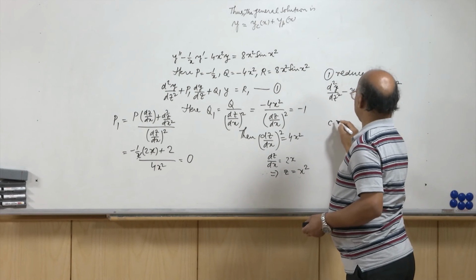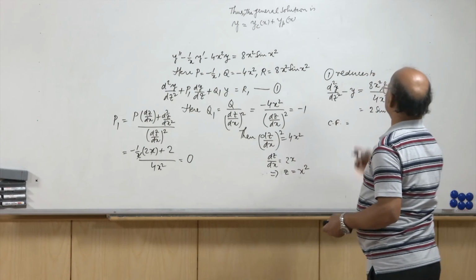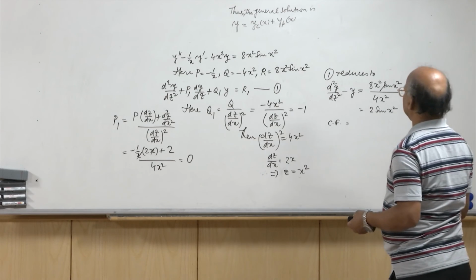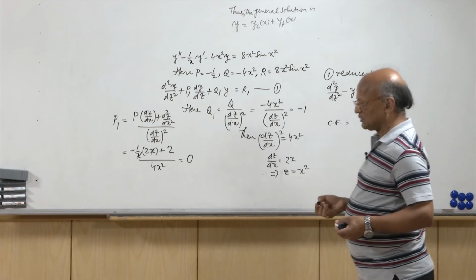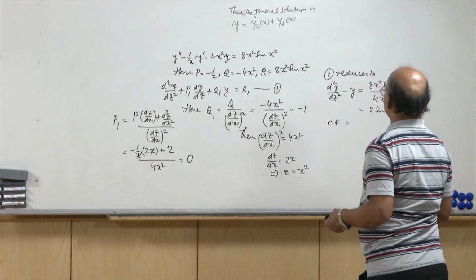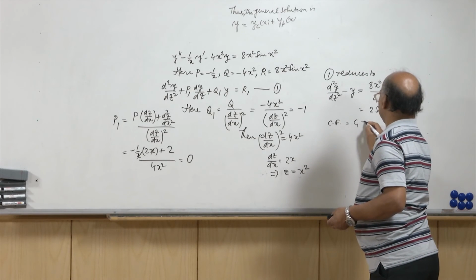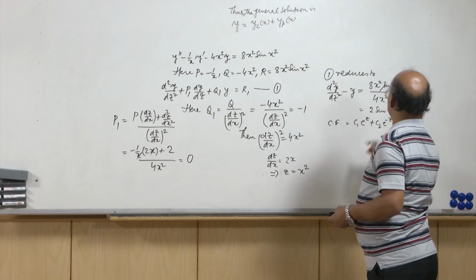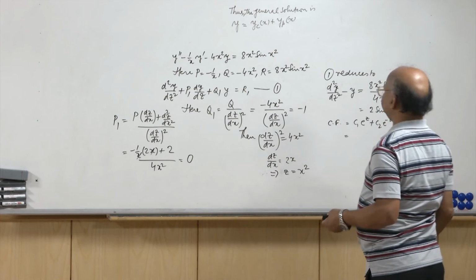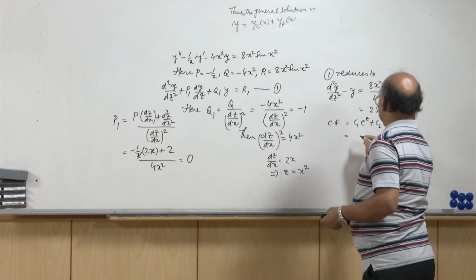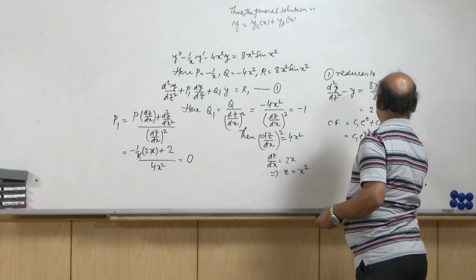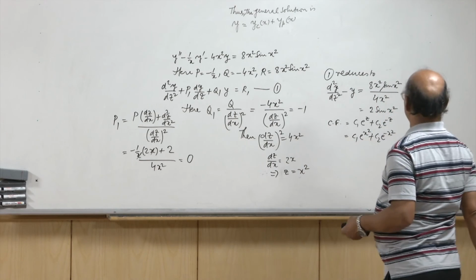Okay, so the complementary function here: the auxiliary equation is m square minus 1 equal to 0. So, m is equal to plus minus 1. So, both the roots of the auxiliary equation are real and distinct, and therefore, we will have c1 e to the power z plus c2 e to the power minus z, and z is equal to x square. So, c1 e to the power x square plus c2 e to the power minus x square.